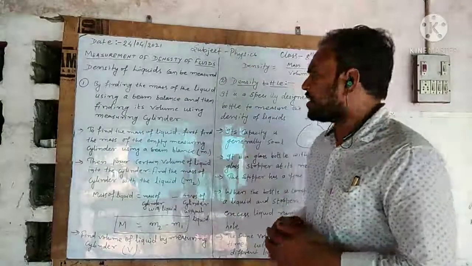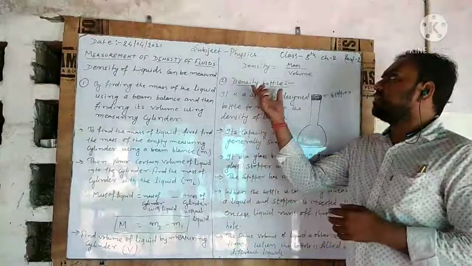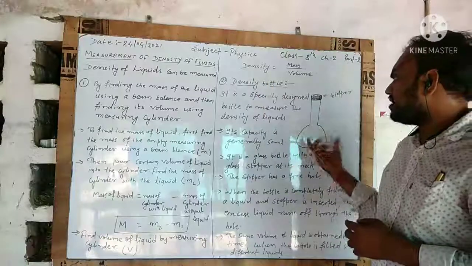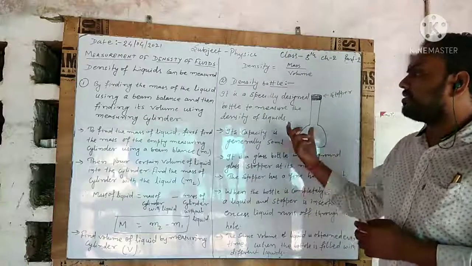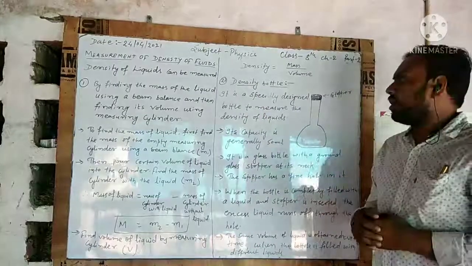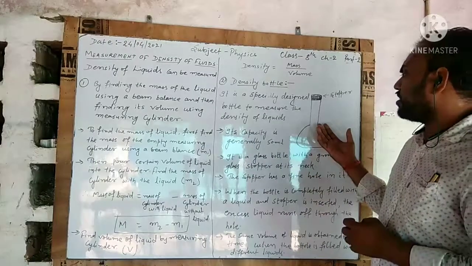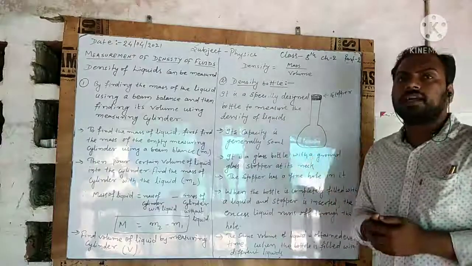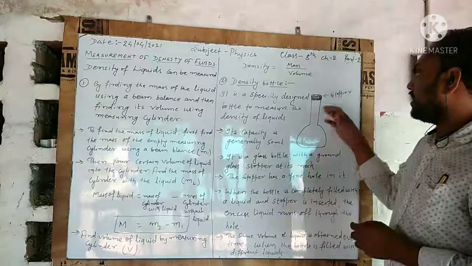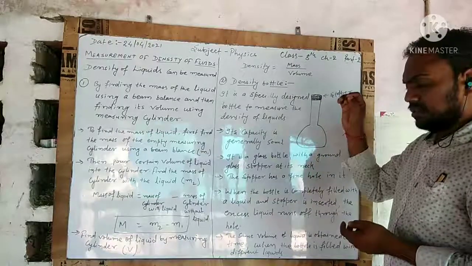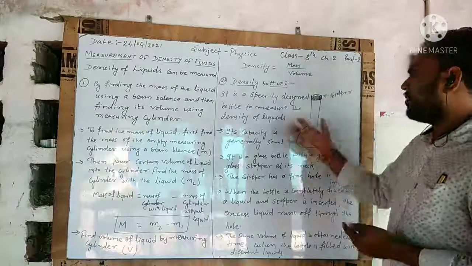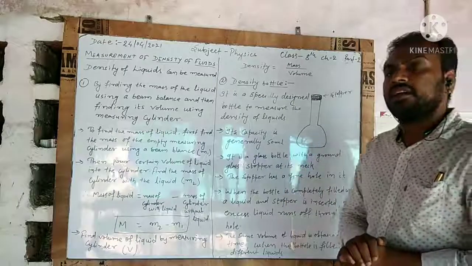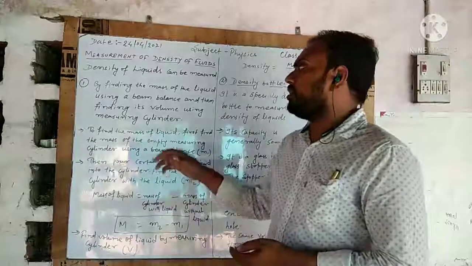The second method is the density bottle. We use a density bottle for finding the density of a liquid. It is a type of bottle made of glass. Basically it has a stopper which has a fine hole. We will study it in detail. Now come to the point.